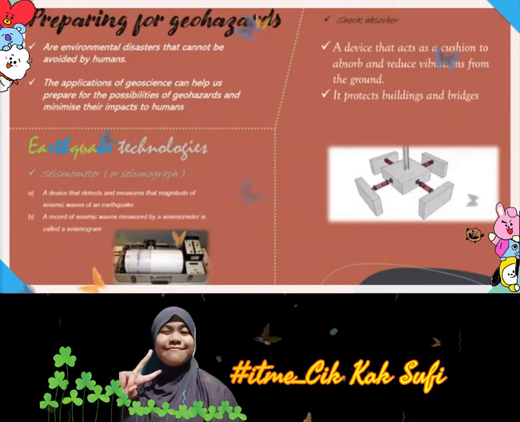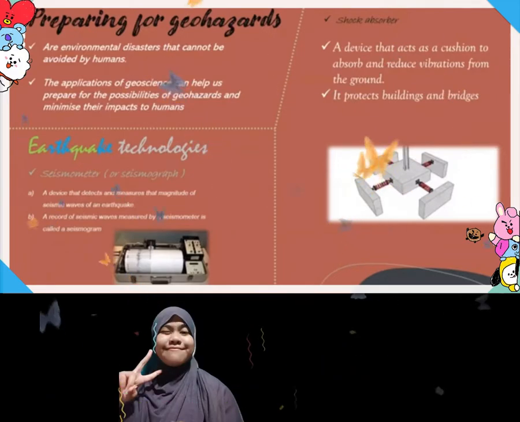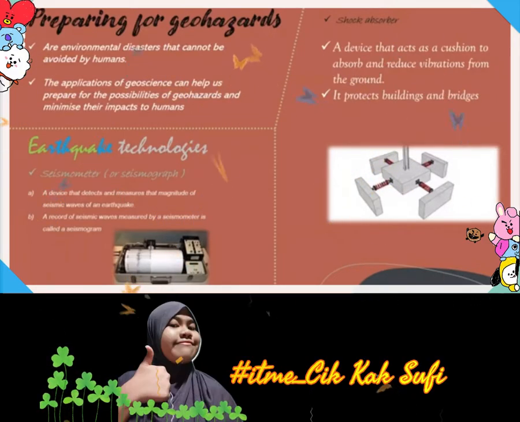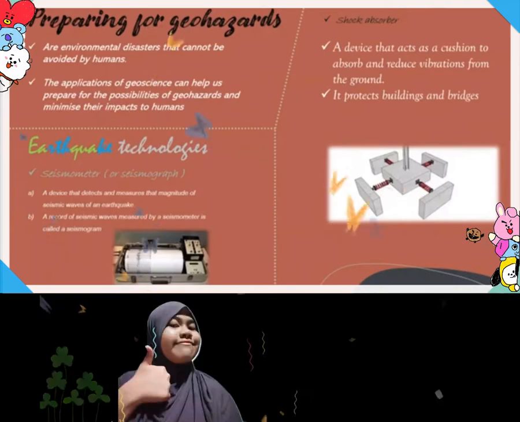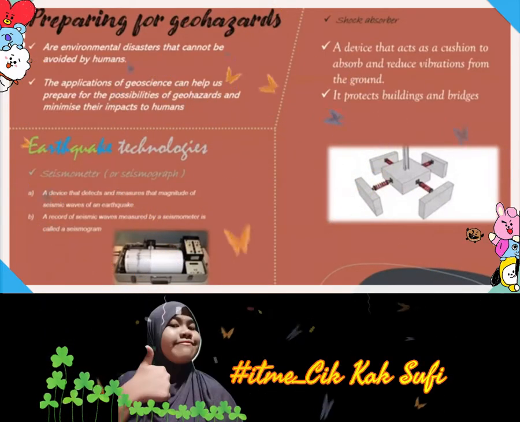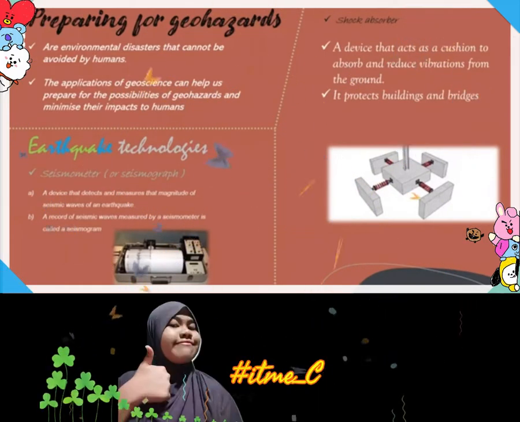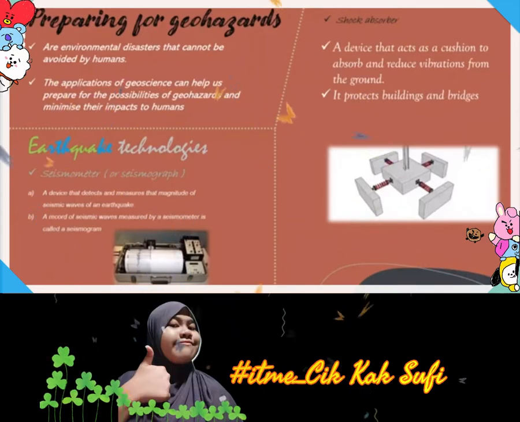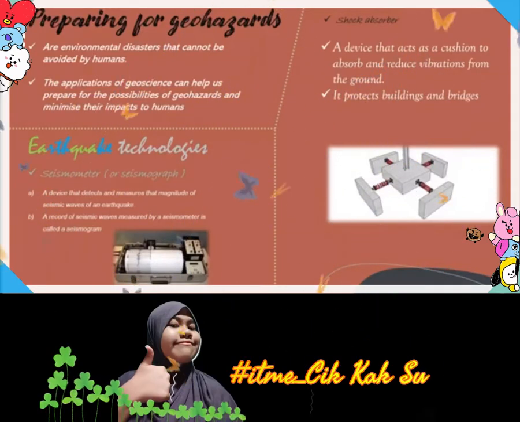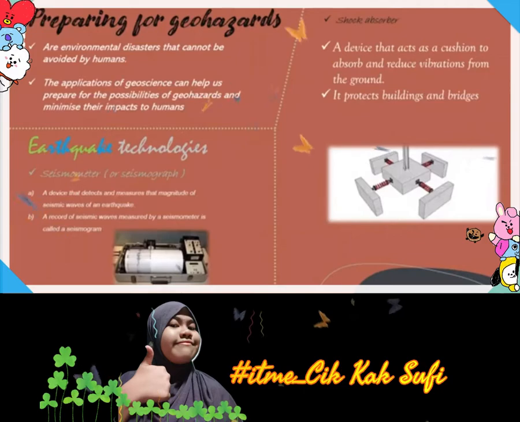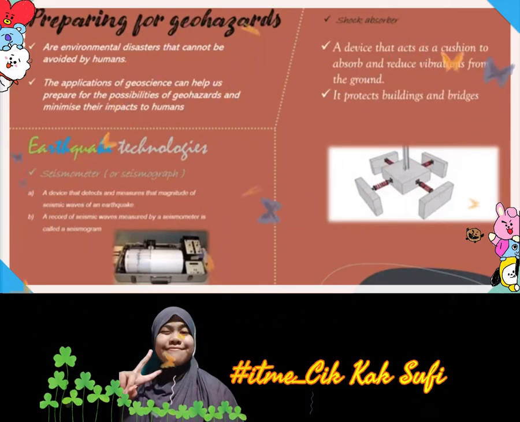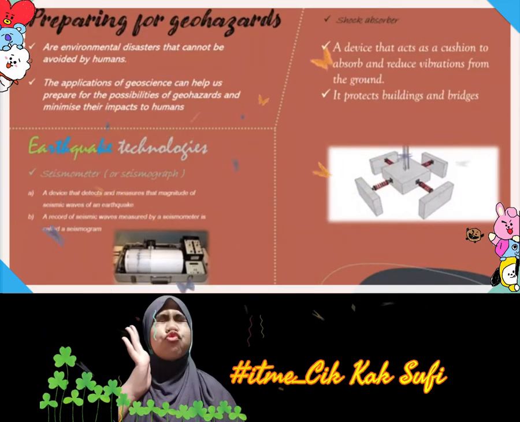First, we have the earthquake technologies. Now, these technologies have two types: the seismometer, also known as the seismograph, and second, the shock absorber. Let's start with the seismometer. A seismometer is a device that detects and measures the magnitude of seismic waves of an earthquake. A record of seismic waves measured by a seismometer is called a seismogram.